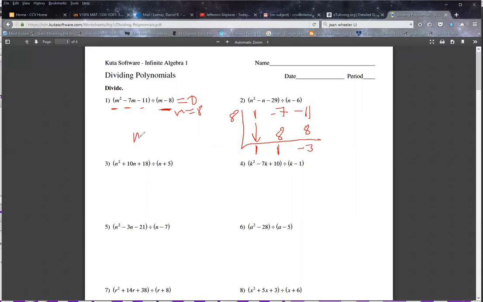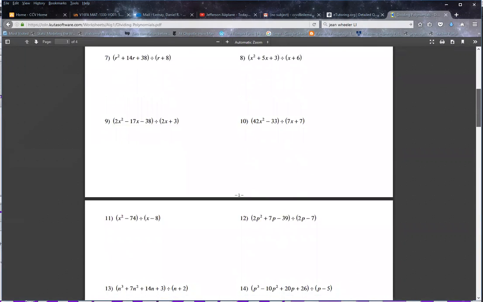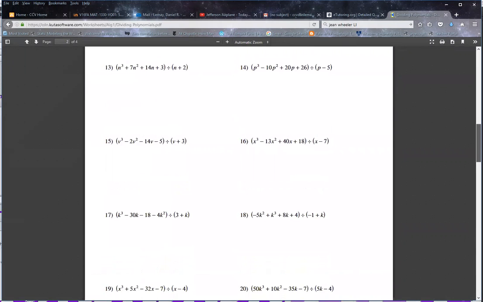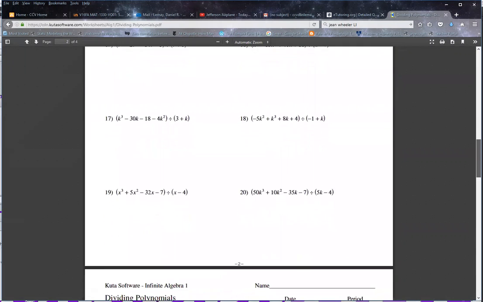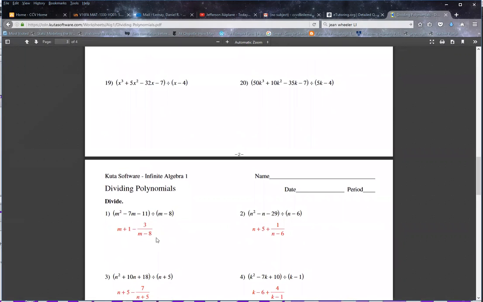And notice we're getting that same answer, 1m plus 1, with a remainder of negative 3 over m minus 8. The way I read this is I started with an x squared, or a squared term. I divided it by a first term. So that's how I knew this was just going to be 1m. Let me see what they have down below here that I could show you. Oh, look, that's exactly what I got for the answer.